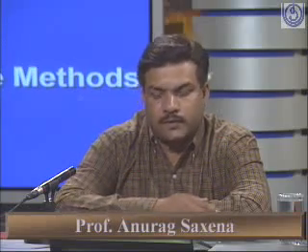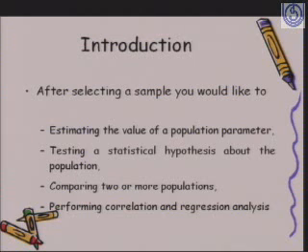go on to the lecture part of it, and we'll see in the second slide that once you collect a particular sample, what are the things that you do with that sample? That you estimate the values of a population parameter, you test a statistical hypothesis about the population, you compare two or more populations, and you perform correlation and regression analysis. Now, these are the four things that you do after you collect a sample.